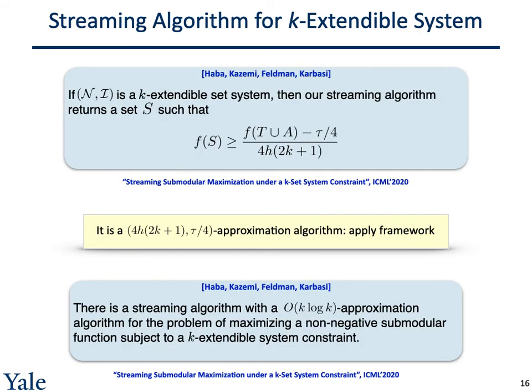Now we present the second theoretical result. In the paper, we prove that under a k-extendable system constraint, our streaming algorithm returns a set S such that for any independent set T, f of S is larger than f of T union A minus tau over 4h times (2k plus 1). First, note that this guarantees the performance of the algorithm for monotone submodular functions, and second, we observe that our streaming algorithm is a (4h(2k+1), tau/4) approximation algorithm, and hence we can apply our framework.